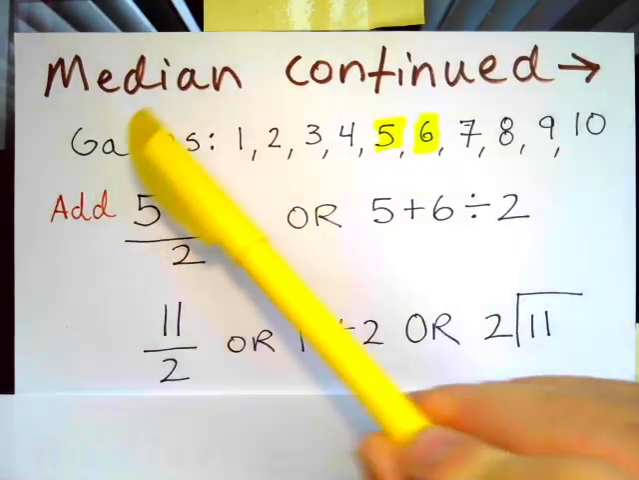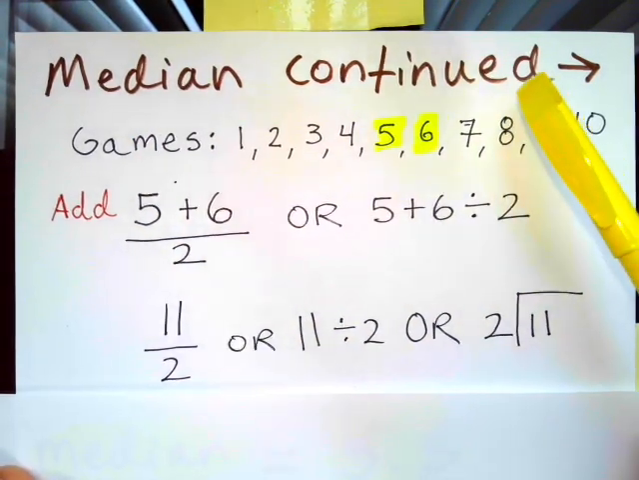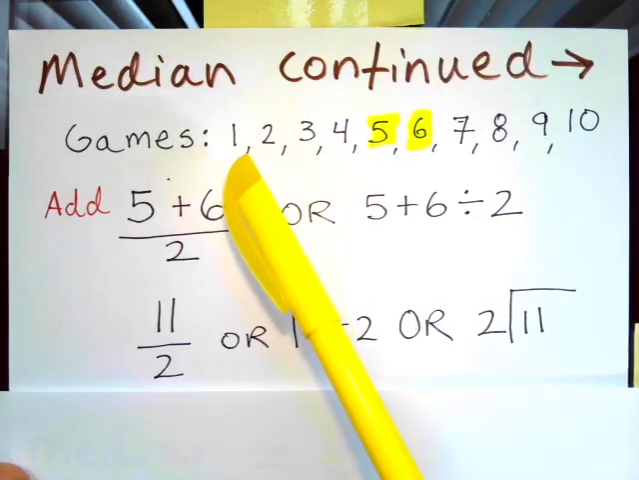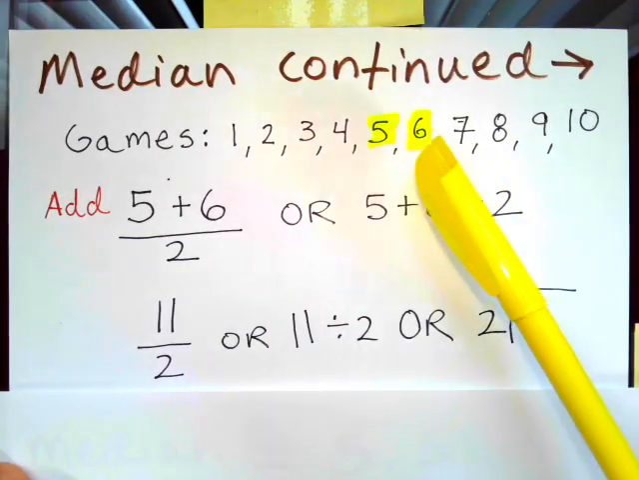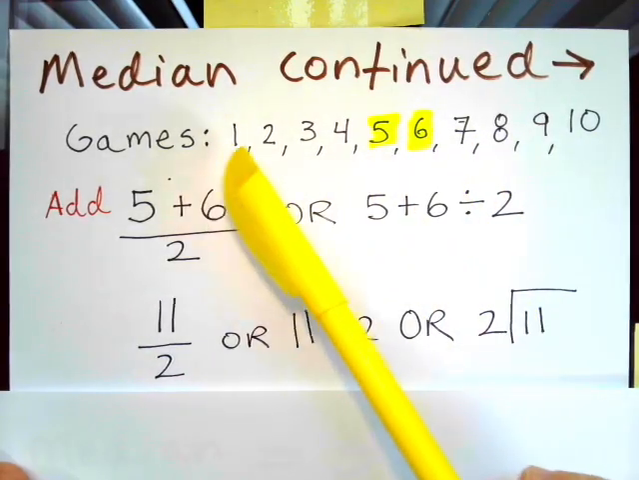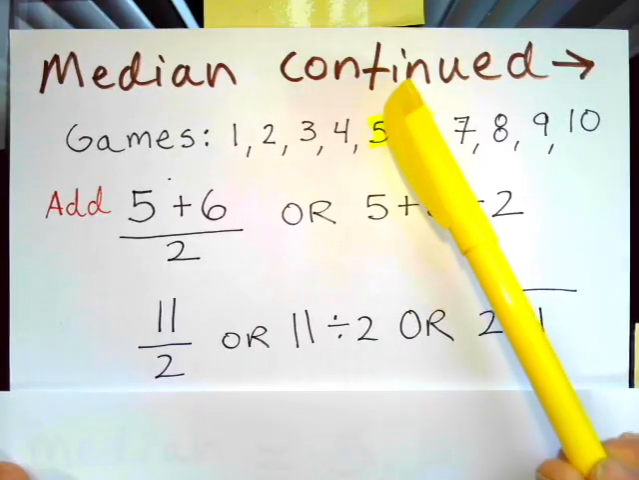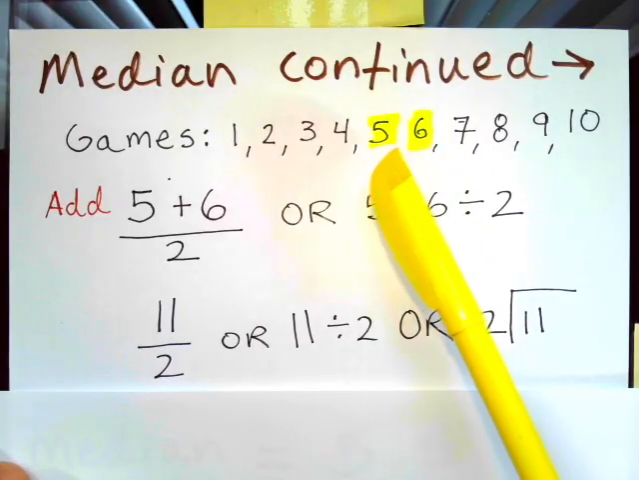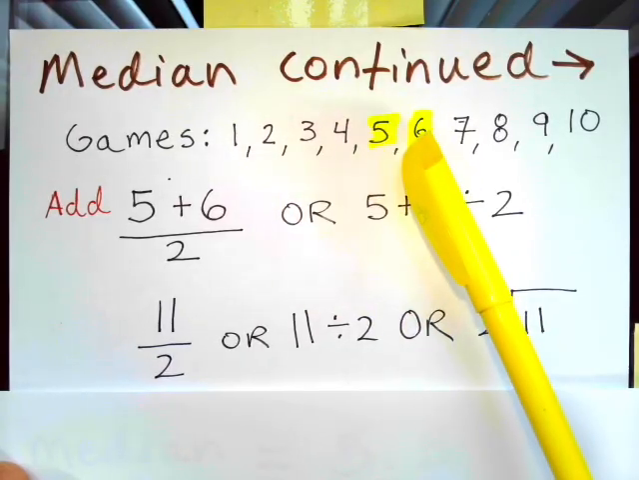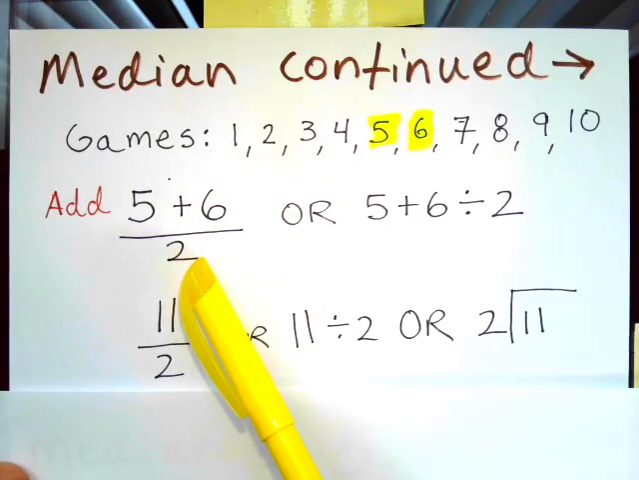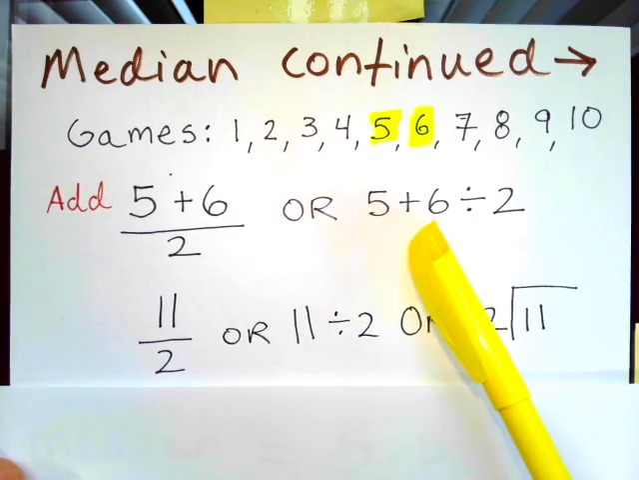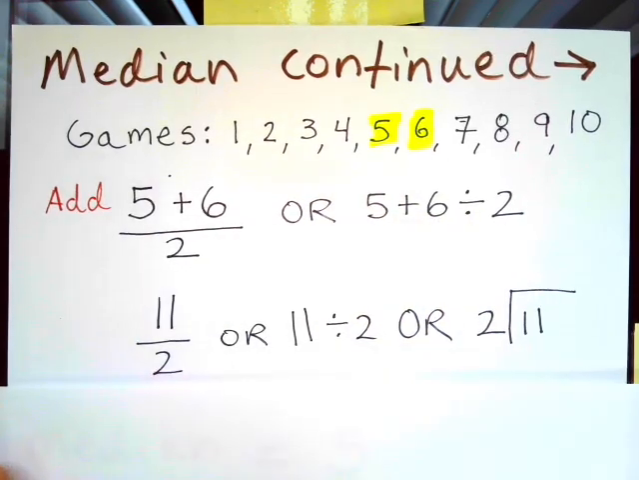All right, so I'm going to continue talking about the median. And just where I left off on the other document, we have 10 games. 1, 2, 3, 4, 5. 1, 2, 3, 4, 5. There's no middle number in an even data set. So you take these two numbers here, 5 and 6, and you add them together. 5 plus 6 divided by 2. Another way to write that is 5 plus 6, divided by 2.